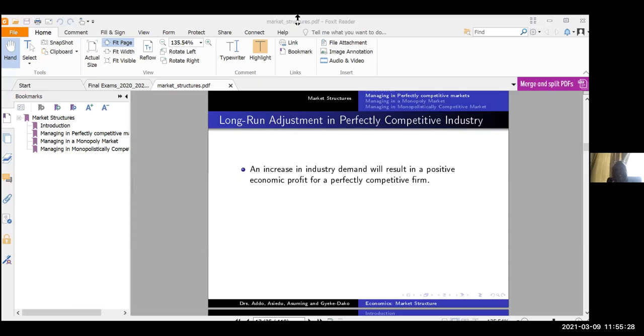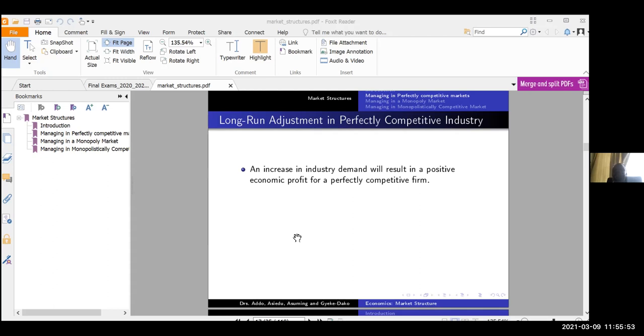Okay, let's take Melissa's pure water example. Let's say Melissa produces pure water, and there is an increase in industry demand. All of a sudden, the preferences for pure water have just increased, so there is huge demand for sachet water. What will happen to the profit levels for these people?